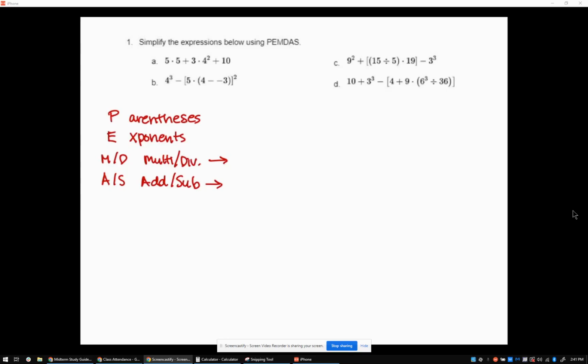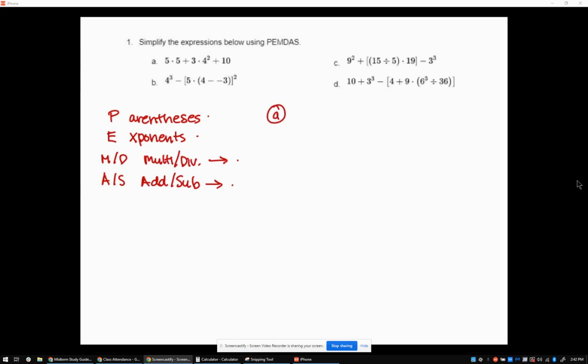Okay, so what's important for simplifying expressions using PEMDAS is that you do need to remember what PEMDAS is. The P stands for parentheses, the E stands for exponents, M and D are multiplication and division, A and S are addition and subtraction. The really key thing to pay attention to is that for multiplying and dividing, and adding and subtracting, you should always do those things left to right.